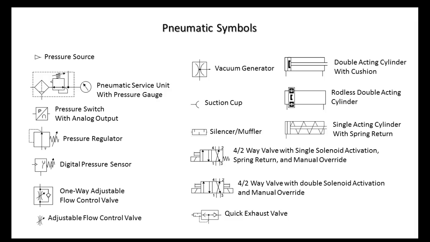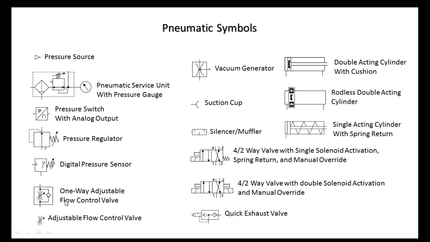We okay? Now normally when they lay these things out, here are our symbols. This one is the symbol for a service unit. Everybody okay? So what does a service unit include? It includes a filter. This is a filter, this is a regulator, and this is a gauge. So what they've done is they've taken three units and put them inside one, and we call that a service unit. This is a pressure switch with an analog output. This is a pressure regulator. Are you okay there? This is a digital pressure sensor. Notice it's got the little symbol of a switch in it.